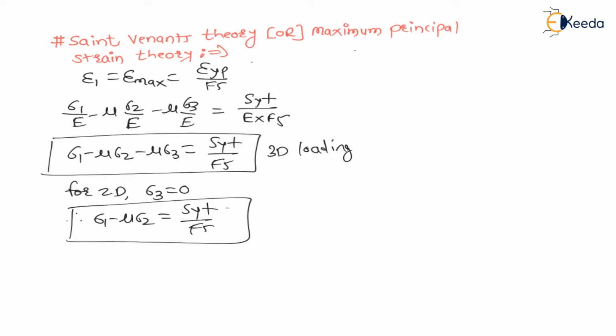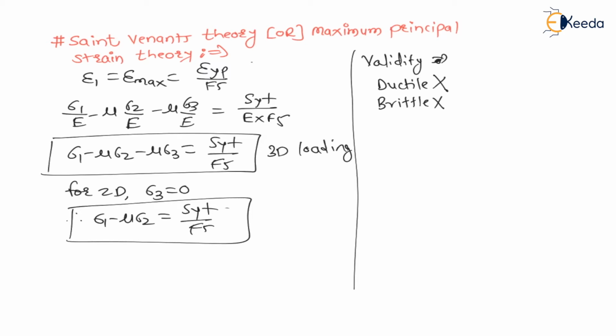Now, regarding validity of the theory, this theory is not valid for both ductile as well as brittle. This means we cannot use it for ductile, as well as we cannot use it for brittle material. This Saint-Venant theory or maximum principal strain theory is not valid for both ductile as well as brittle material, because this theory gives false results.